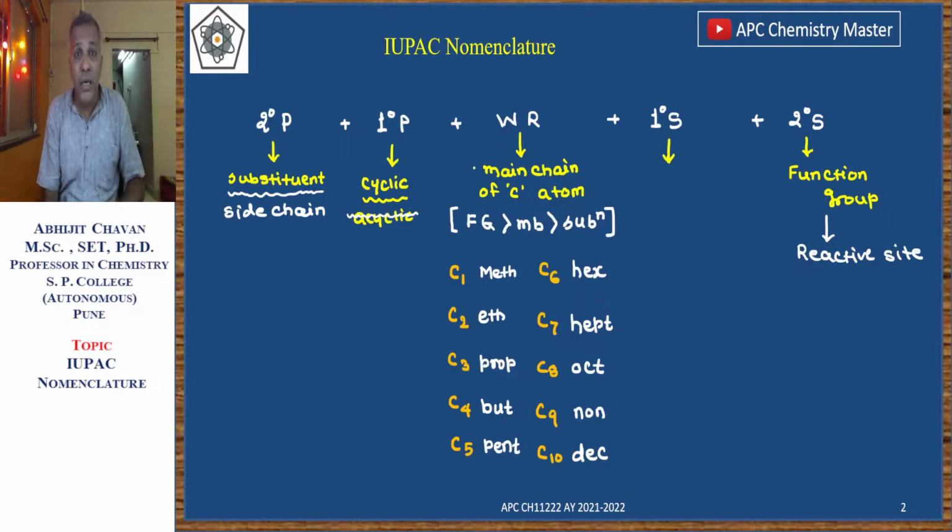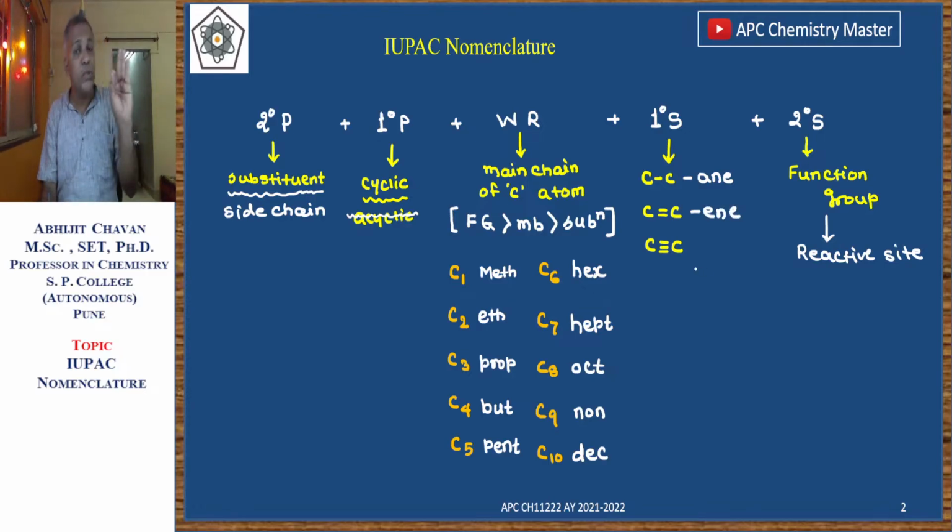What is the primary suffix? In this main chain, that is the longest continuous chain of carbon, all bonds may be carbon-carbon single bonds, or there may be at least one carbon-carbon double bond, or at least one carbon-carbon triple bond, or a combination of these. Anything can be possible. We use the suffix ANE for a carbon-carbon single bond, when all carbon-carbon bonds are single. If there is at least one carbon-carbon double bond, then we use ENE.